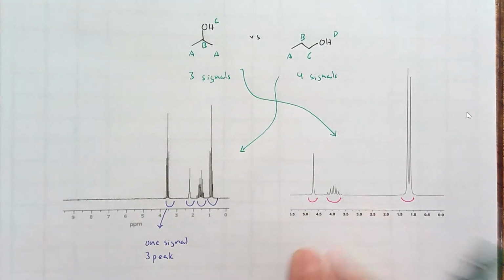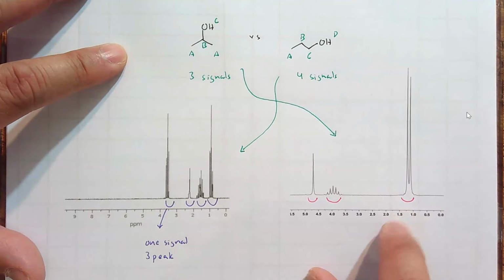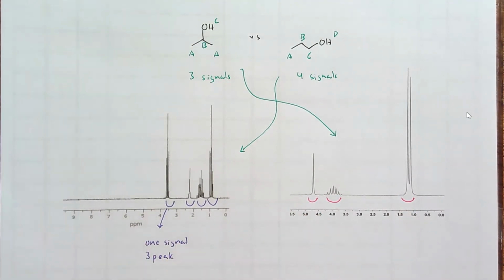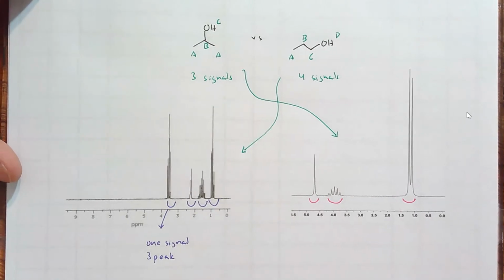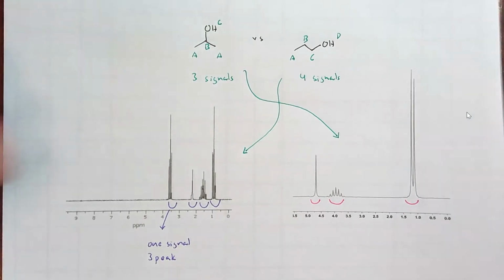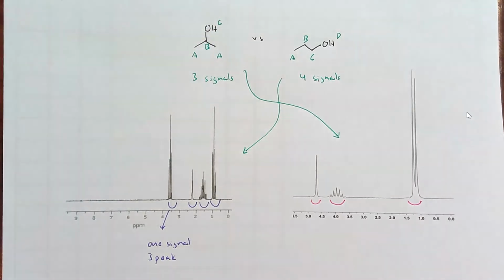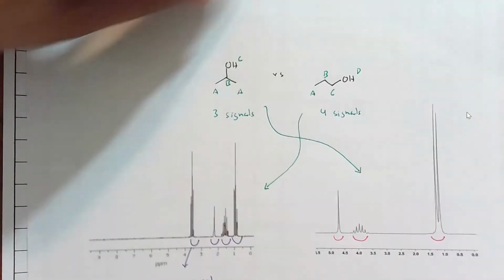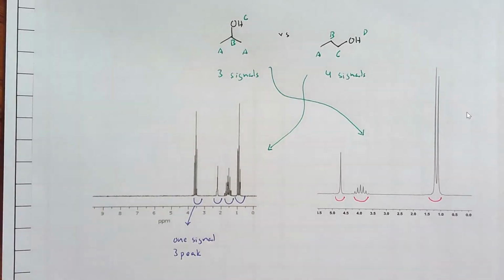I'm not going to assign which signal is A, B, and C, and which one here is A, B, C, or D. We'll do that most likely in a different video when we talk about chemical shift. Okay, so that's the beauty of NMR, and you'll be able to do this in a short amount of time.